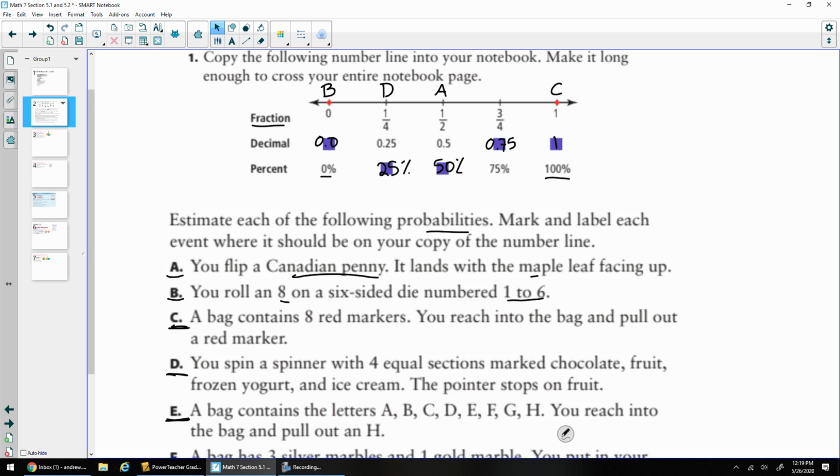Okay, E, a bag contains the letters A, B, C, D, E, F, G, H. So 1, 2, 3, 4, 5, 6, 7, 8 different letters. You reach your hand in the bag. So there's 8 different possible outcomes of what you could grab. You could grab any one of those 8 letters. You pull out the letter H. So you get a 1 out of 8 chance of getting the H. So that would actually be in between here. 1 out of 8 would be here. So E would be here.